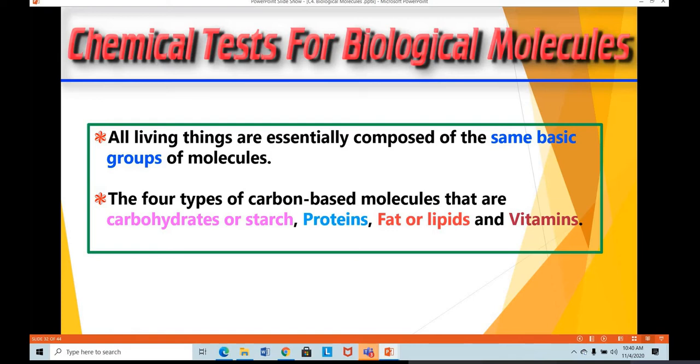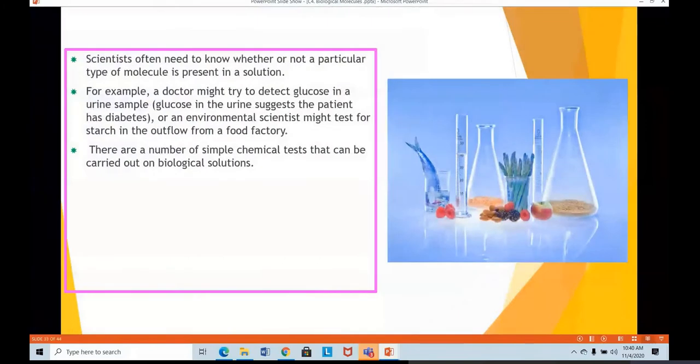So the four types of carbon-based molecules are carbohydrates or starch, proteins, fats or lipids, and also vitamins. Scientists often need to know whether a particular type of molecule is present in a solution, for which we need to do the various food tests which we spoke about already. For example, a doctor might try to detect glucose in a urine sample.